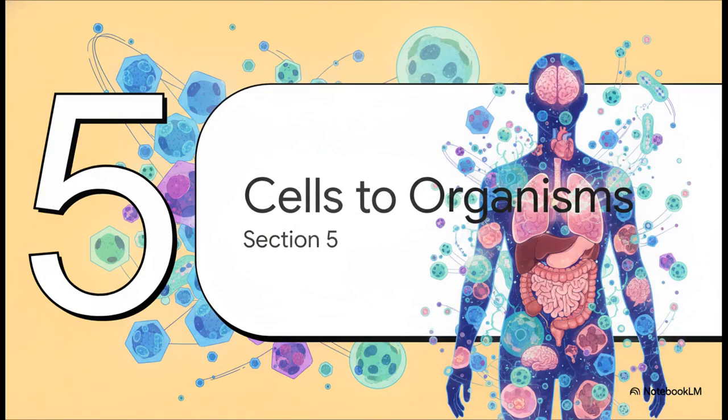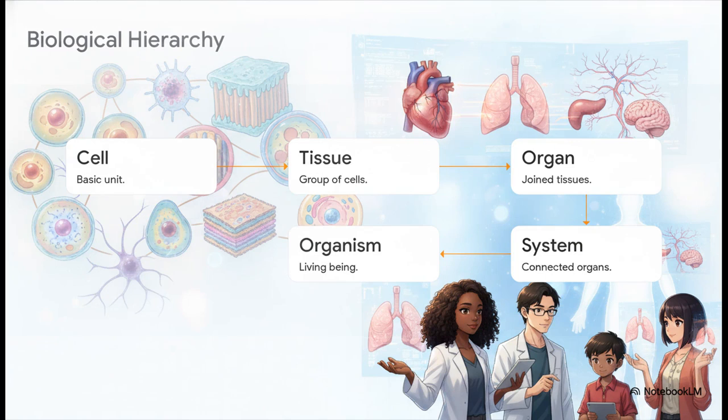Section 5, from cells to organisms. We've spent this entire time zoomed way in at the microscopic level, but now we're going to zoom back out to see how all this builds an entire body. Here is the biological hierarchy, exactly as it's mapped out in your textbooks. It all starts with a single cell. A group of similar cells working together makes a tissue.